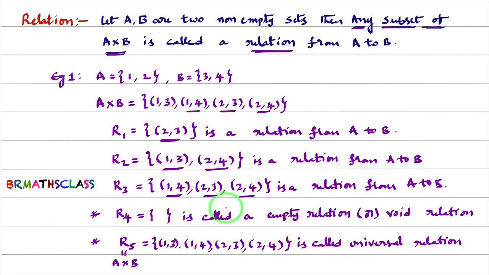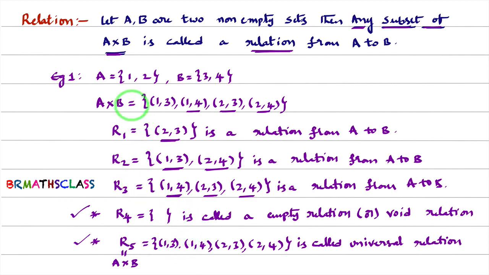Till now, what we learned in this class, we learned the definition of relation and we tried to understand what this relation is with examples, and we learned another two definitions, one is a void relation, another one is the universal relation. Now, very important points related to this relation.